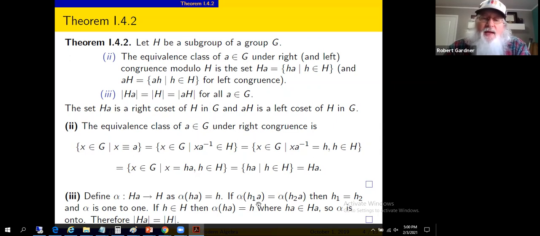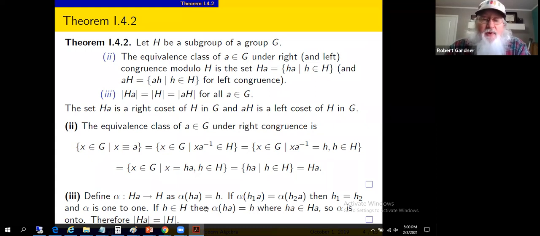First, if alpha of H1A equals alpha of H2A, so we've chosen two different elements of this right coset. There's what the elements of the right coset look like. A comes to us as fixed, we started with a given A in the group. It's the H that can vary. As the H varies, we get different elements of subgroup H times element A. So we get, say, an H1A and an H2A, for example.